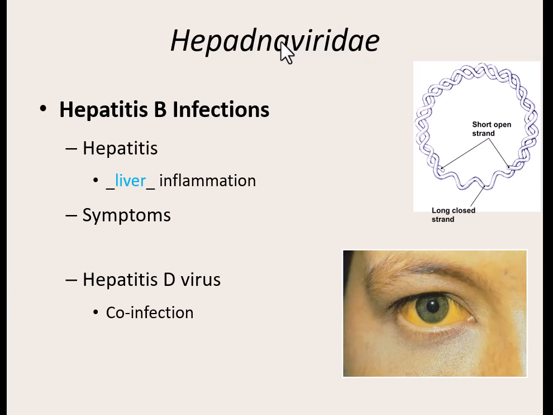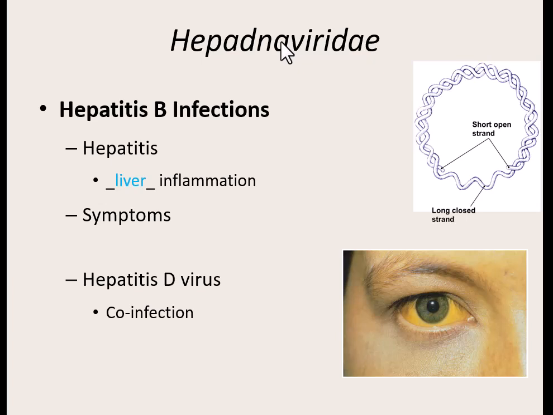And so the only ones that we're going to talk about today, because they're the only ones that are DNA viruses, is hepatitis B, and I also mentioned hepatitis D. All the other hepatitises are RNA, which we haven't gotten to yet. So this particular virus causes hepatitis B. Hepatitis just means liver inflammation, and one of the most obvious symptoms if your liver is having issues is you're going to have jaundice.